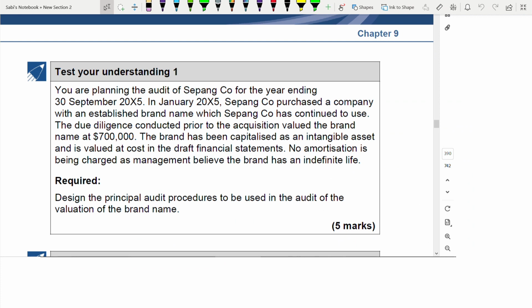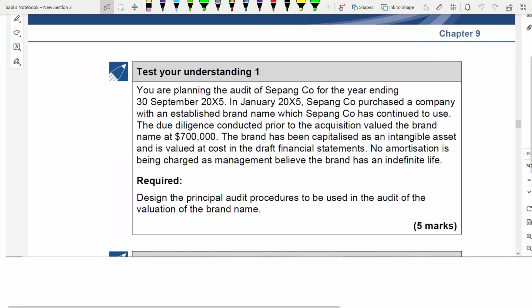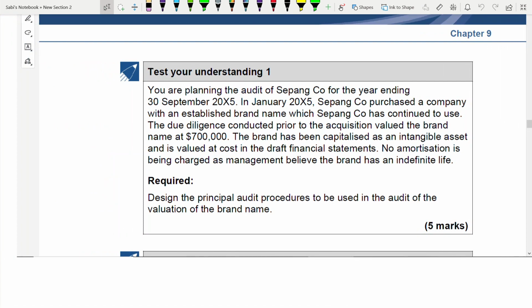Test your understanding 1. In this question, you have been given a valuation for a brand that is 700,000, and you have been asked to design audit procedures for the valuation of the brand name, for 5 marks. 5 marks means you have to give 5 audit procedures, because one audit procedure is for 1 mark. But if you see the answer, it's even longer than that. They have given you 9 points because they always give you all the possible answers.